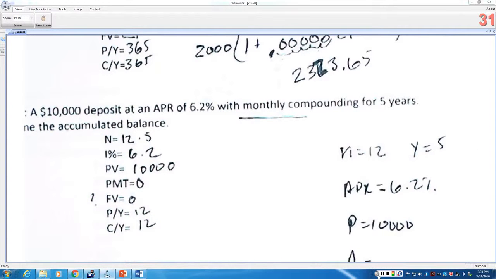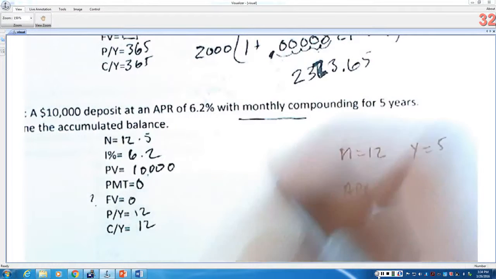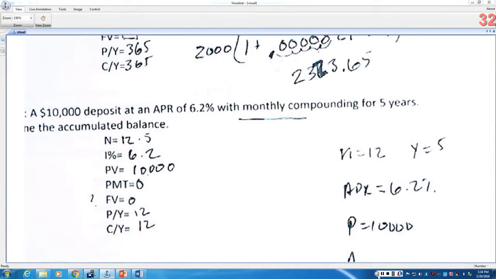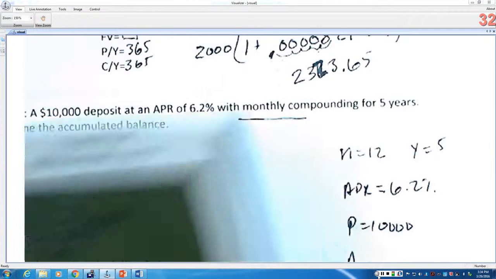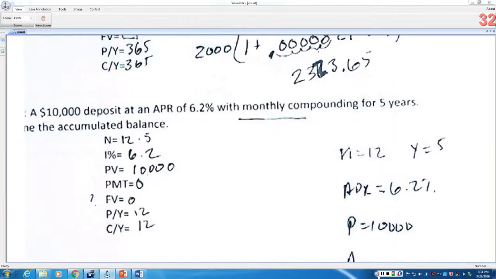So put those numbers into your calculator and now see what you get. You're going to go to Apps, Finance, and TVM Solver. So you're going to have 12 times 5. Your interest rate is 6.2. Present value is negative 10,000. Your payments, you don't care about. Future value, that's what we're trying to solve for. We're compounding for 12 months. And then you move your cursor to future value. And remember, green and enter. And what do you get for the answer? What is the answer for that one?